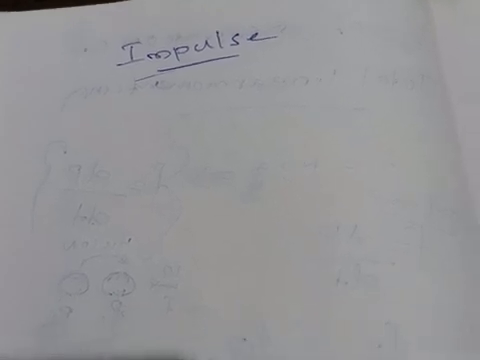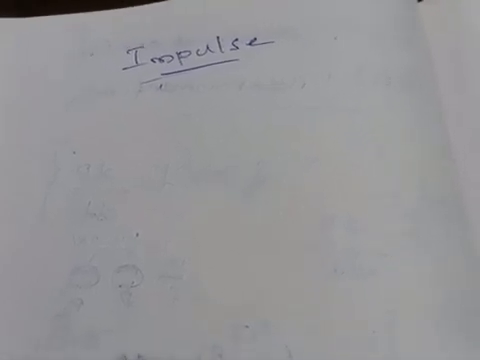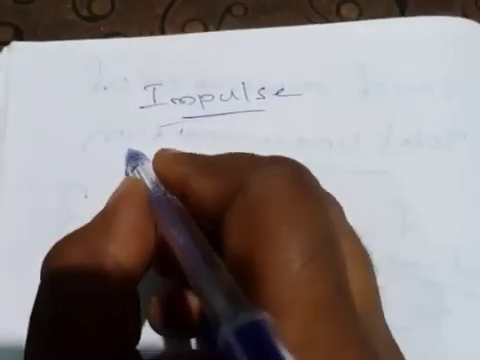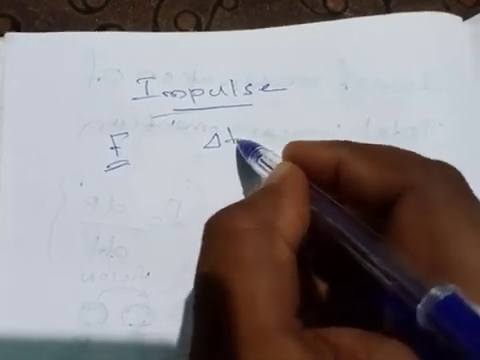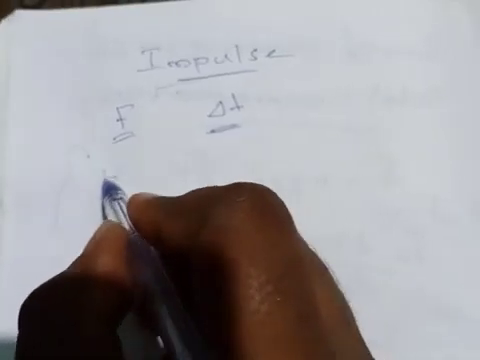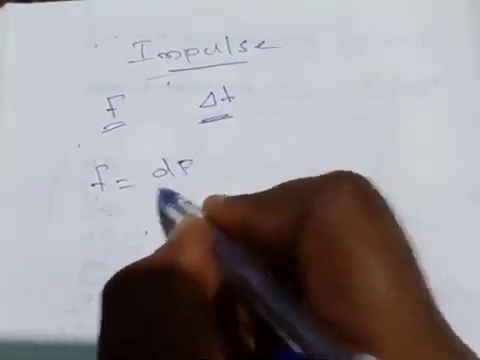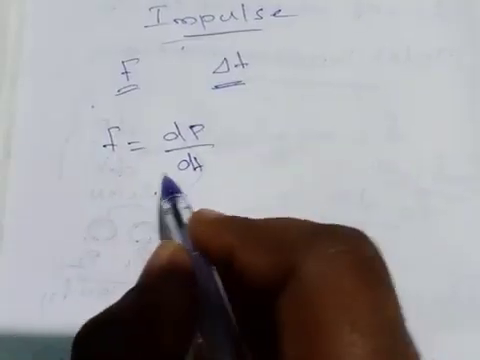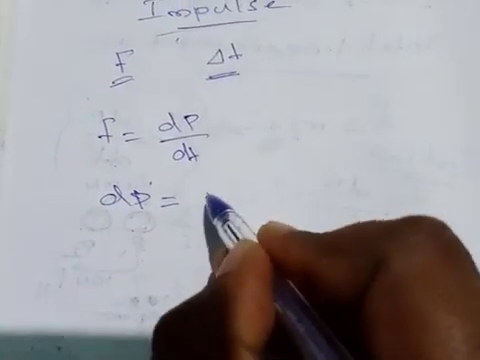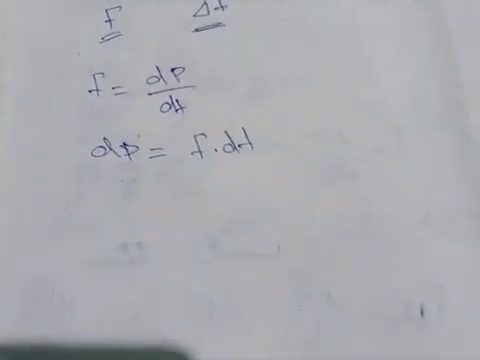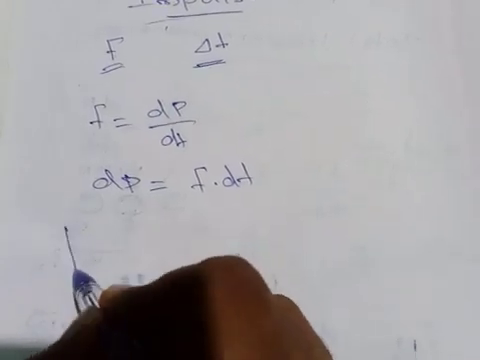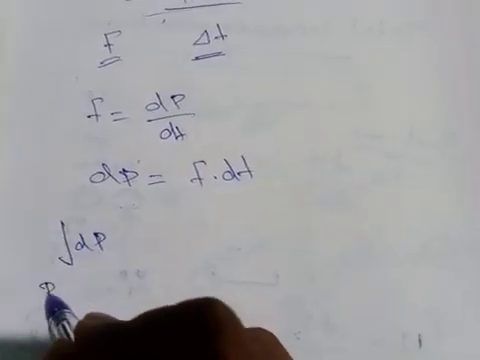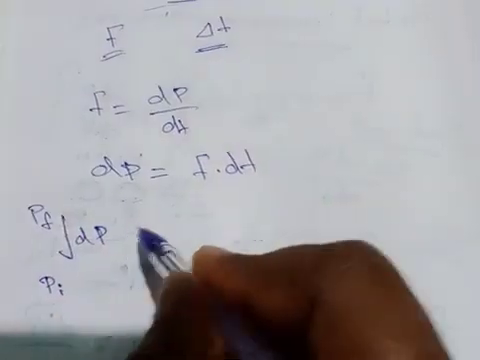Let us assume a force F acts on a body in a very short interval of time delta t. So let F be a force acting on a body in a very short interval of time delta t. From Newton's second law, we can write F is equal to dp by dt. From this you can write dp is equal to F dt. So we can integrate this equation from initial momentum to final momentum.